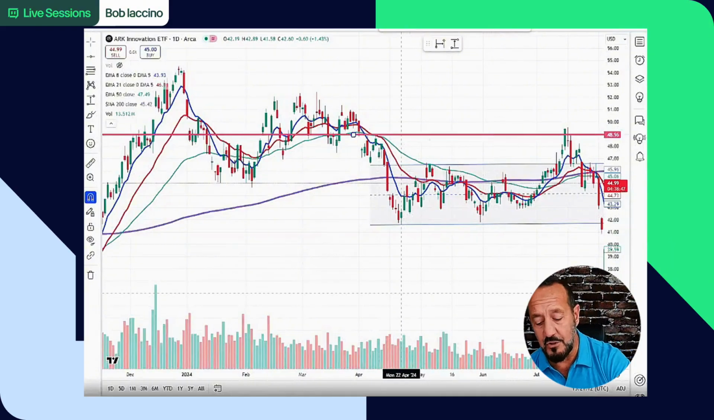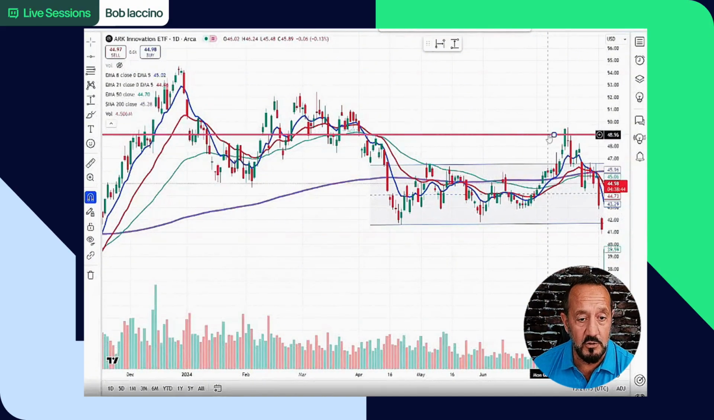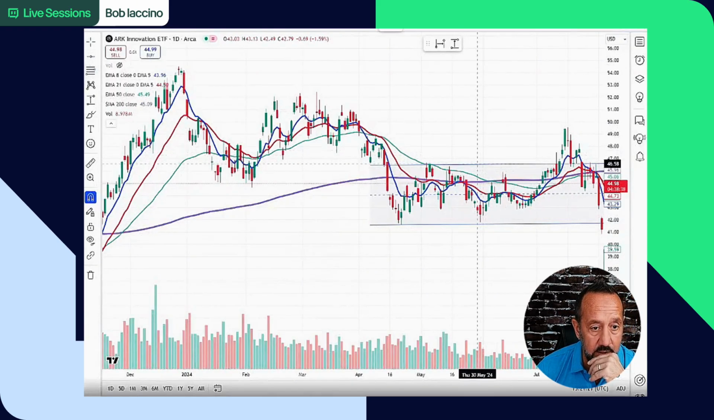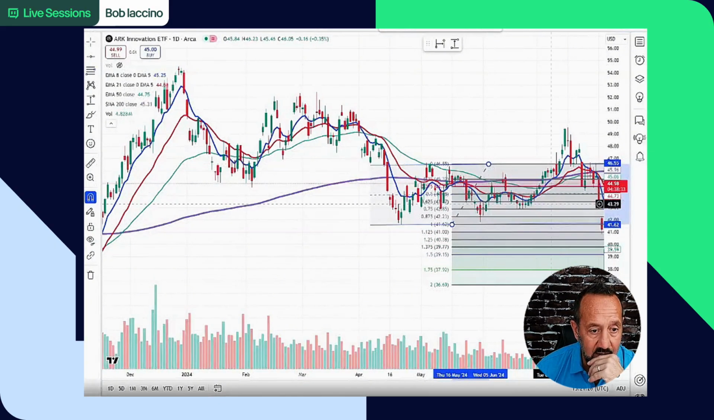Now, something I didn't do before we were talking is I didn't look to the downside. Let's say that I said, I don't like ARC. I'm only going to take a short trade here. I'm going to do the reverse here on the Fibonacci retracement. I'll start at the bottom and go to the top. And the 150 is right around here.